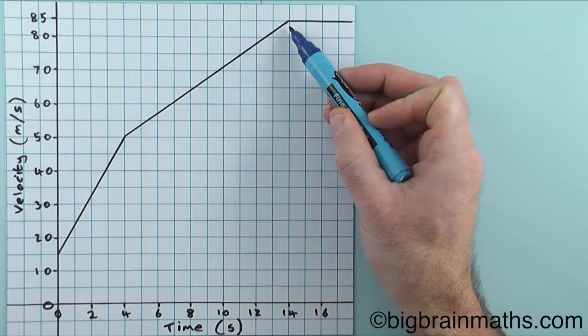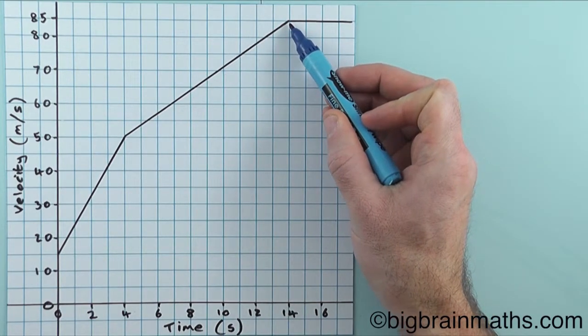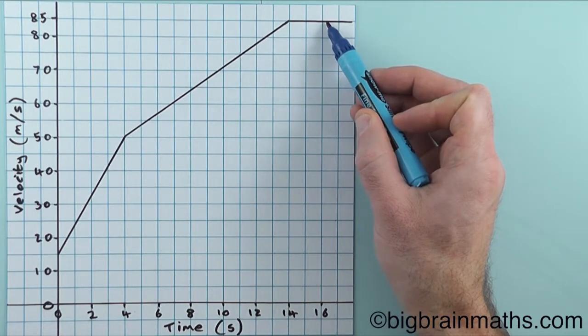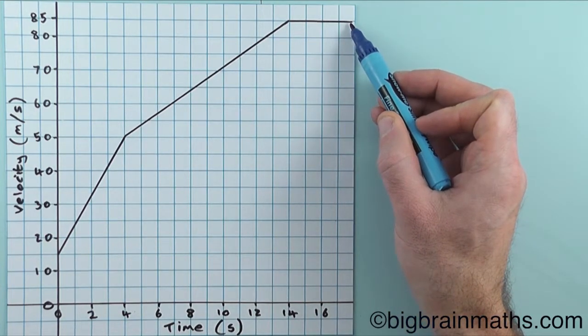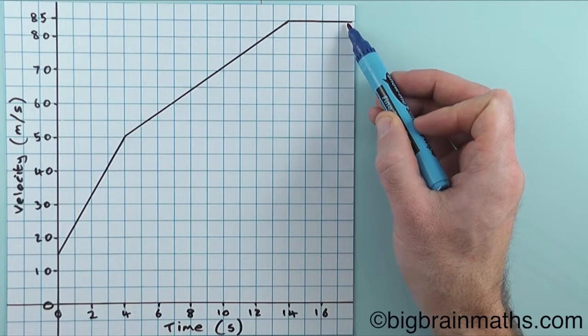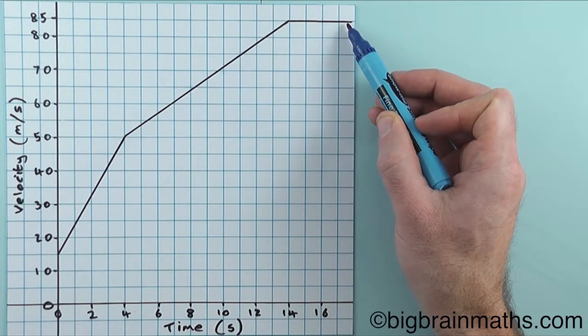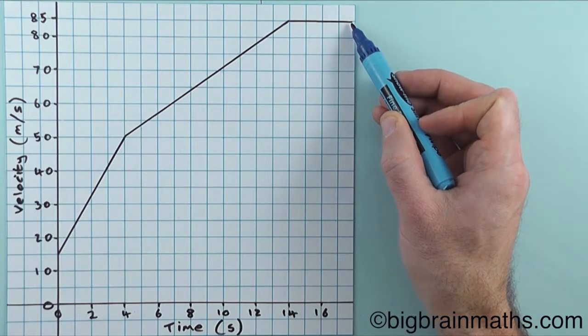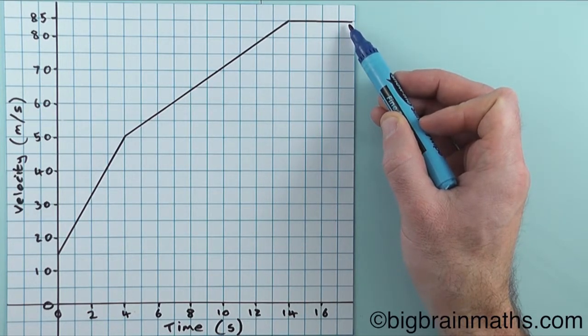And when the car got to this speed, 85 meters per second, we can see that after this, the car continued at 85 meters per second. The velocity didn't increase and the velocity didn't decrease. So along this section of the graph, we wouldn't be able to say that the car was accelerating. We would only be able to say that the car is travelling at a constant velocity or a constant speed.